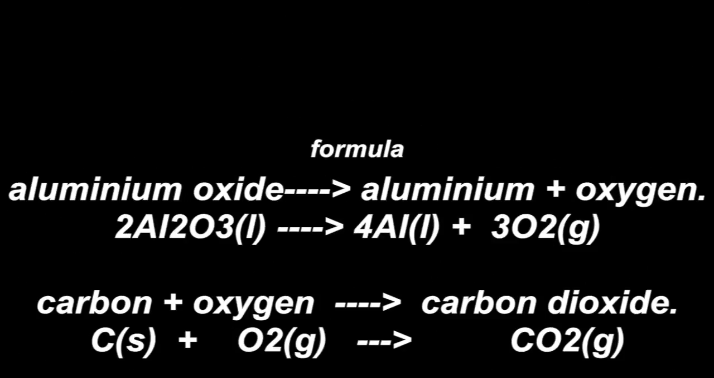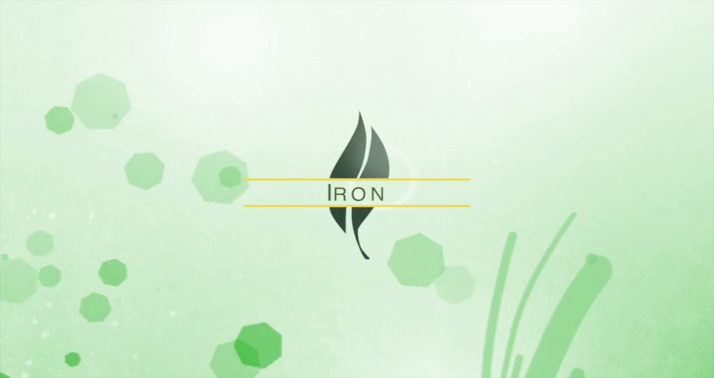This can be shown in a formula, where, as we can see on the screen, aluminium oxide produces aluminium plus oxygen, and carbon plus oxygen produces carbon dioxide.